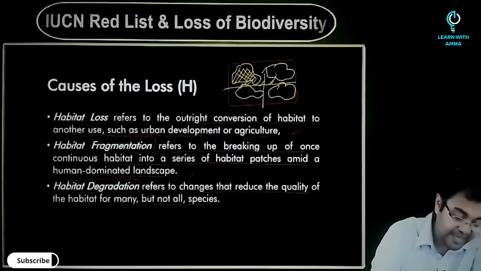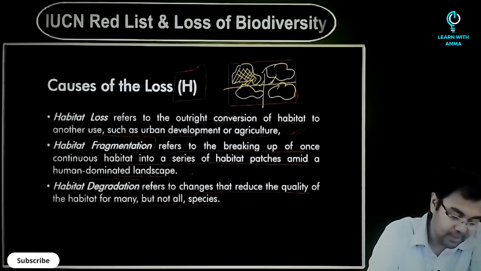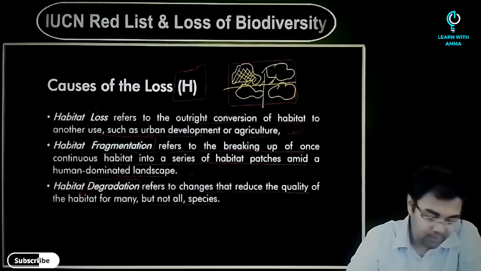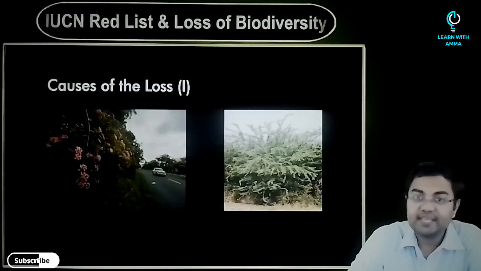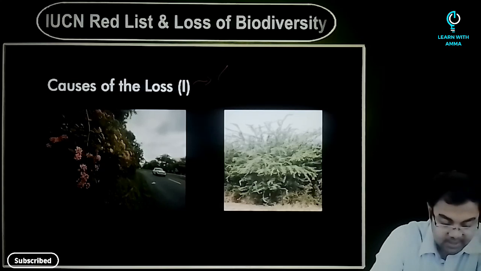So when we talk about H, the first factor, that is habitat, you have habitat loss, habitat fragmentation, and habitat degradation. These are the three factors that you need to understand. Then the second cause of the loss is I, and I, as we discussed, stands for invasive species.